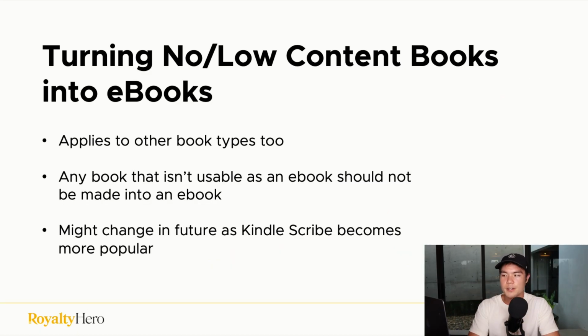So next is turning no and low content books into ebooks. It pretty much applies to any other book types too, but if you have a book that is not usable as an ebook, and you turn it into an ebook and sell it, then that'll get you in trouble. Now, this might change in the future as Kindle Scribe becomes more popular, and Amazon is coming up with their own Kindle tablets that you can actually journal in. So there might be a future where you can have a journal and publish it as an ebook, and I think that'll be a huge opportunity. But for now, you cannot do this.